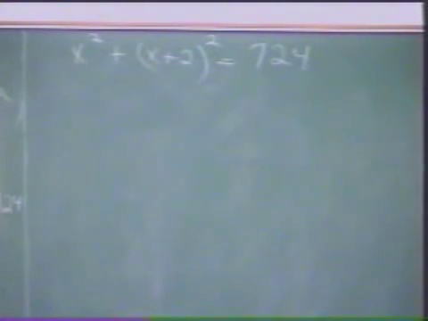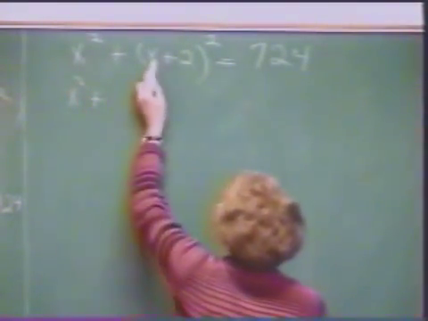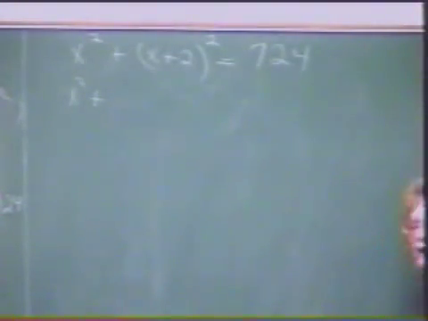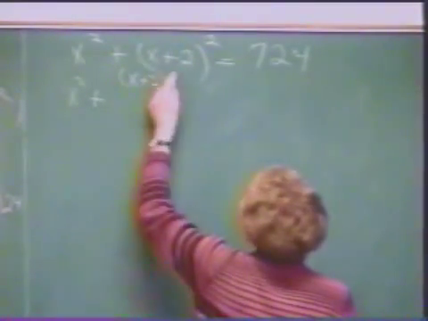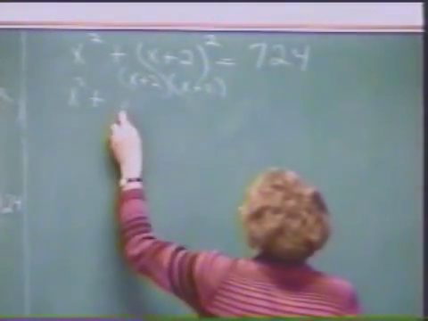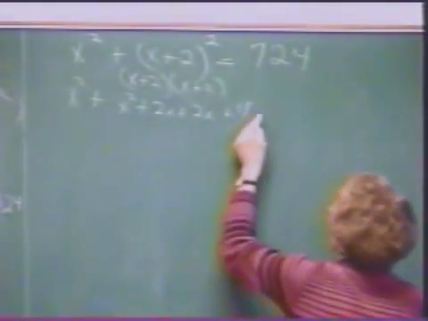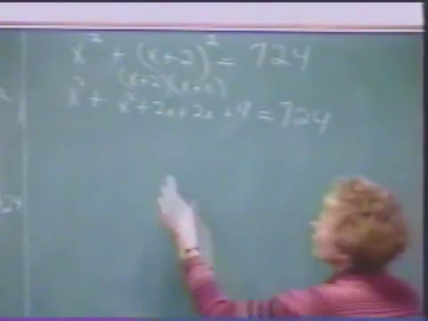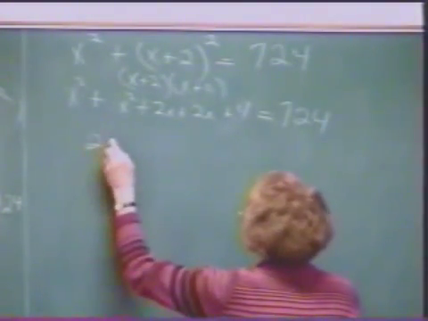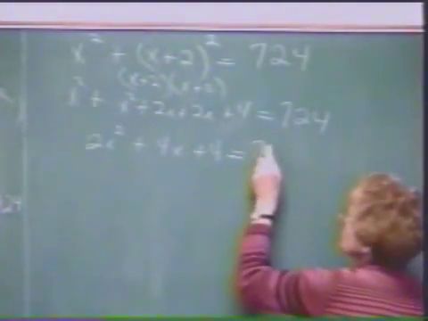So what we've got to do before we worry about how to solve that is we've got to get rid of those parentheses. We've got to actually square. So in order to square the x plus 2 squared, we have to do what? Use the FOIL method. So we're going to have x squared plus 2x plus 2x plus 4 all equal to 724. And if we combine our like terms, we'll have 2x squared plus 4x plus 4 equals 724.